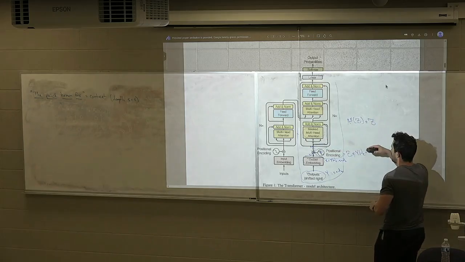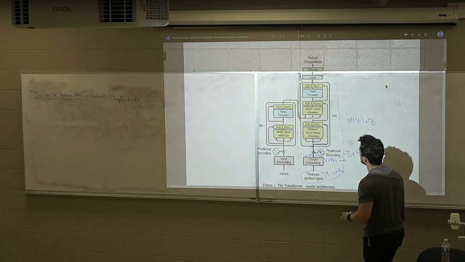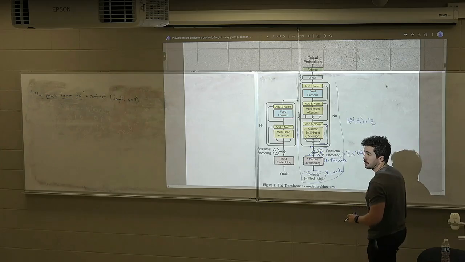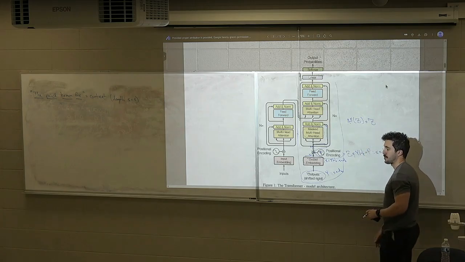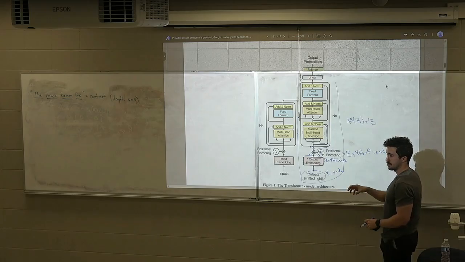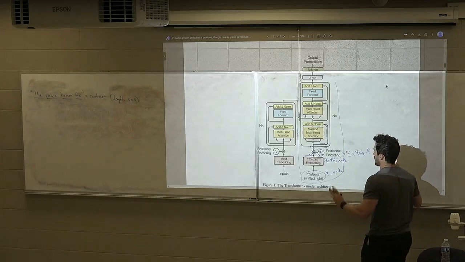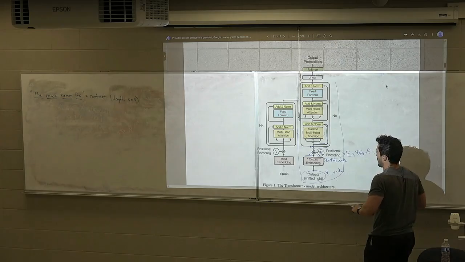Then it goes up to linear. And then linear is going to spit out logits, which are numbers that you can softmax to get probabilities. So the linear is going to spit out a vector of length DT, the size of the token space. And linear is just like a feed-forward network, very simple.